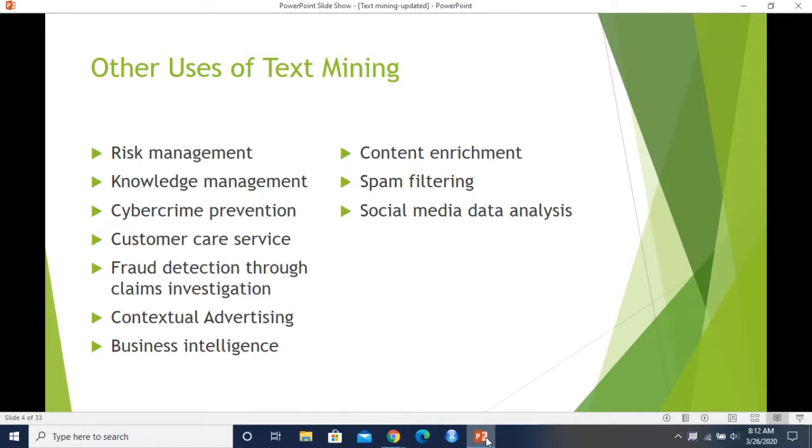Text mining techniques can be implemented to improve the effectiveness of statistical-based filtering methods.